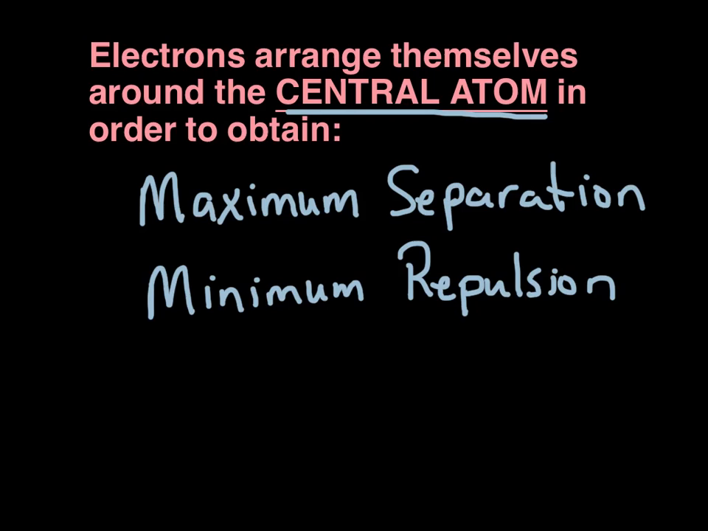One of those things is maximum separation. They want to get as far apart from each other as they possibly can. The other one is minimum repulsion. When they're further away from each other, they don't repel each other so much, and so they'll arrange themselves in the way that they're farthest apart and repelling each other the least.